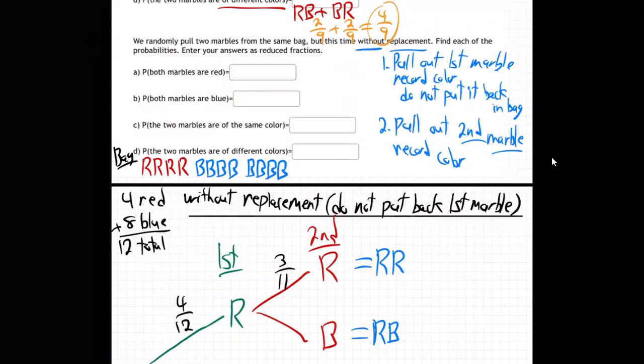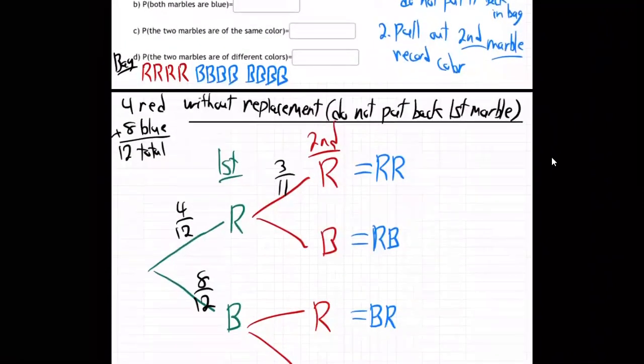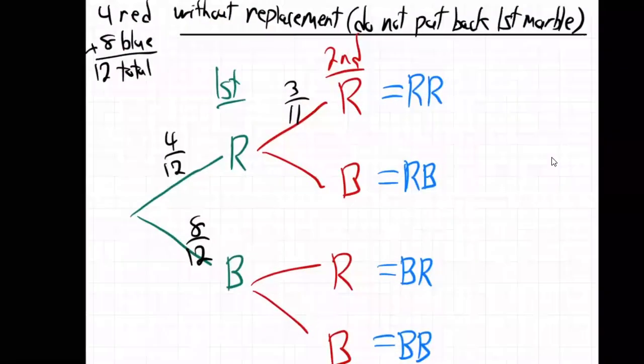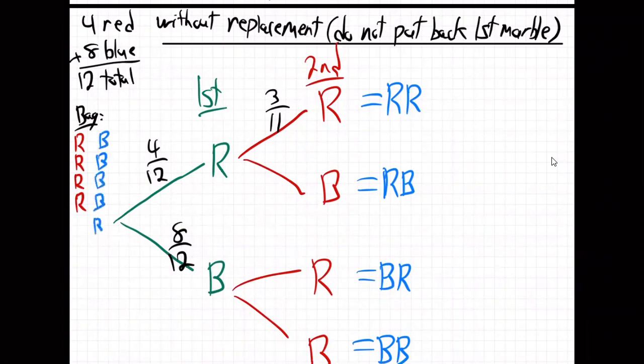So there's the 12 marbles that are in the bag. Let me just do them right over here. I keep changing my mind. So the bag, I'm going to do the bag right down here. I'm going to say we got 4 red marbles, right? We got 8 blue. At least that's what my bag has. Every bag's a little different. You'll have different numbers.